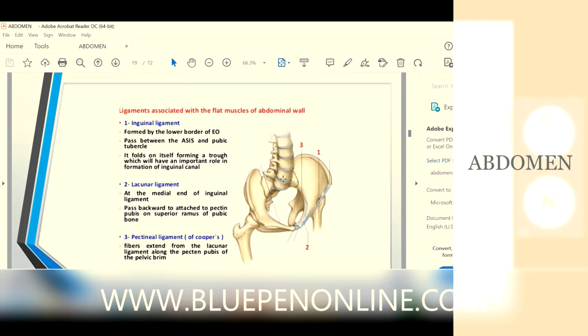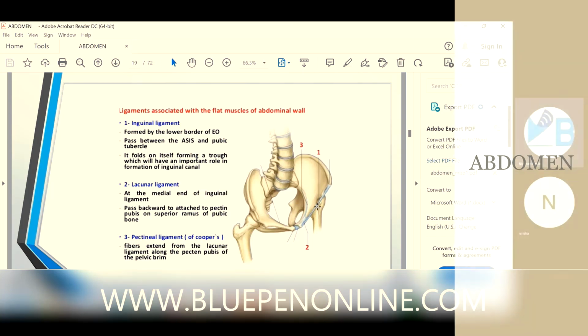Next, so you learned about the fasciae and the muscles. Then next, the ligaments. What are the ligaments associated with the flat muscles? Now you studied the muscles, so what ligaments hold these muscles in the abdomen in proper position? First is the inguinal ligament. How is the inguinal ligament formed? You studied the external oblique muscle. The same external oblique muscle at its lower border is folded and thickened, forming one ligament, that is the inguinal ligament.